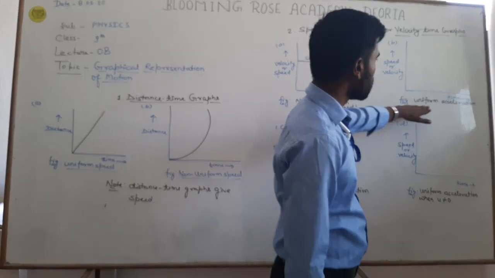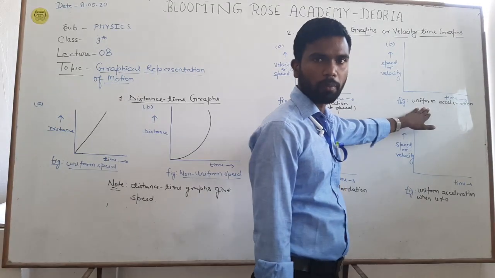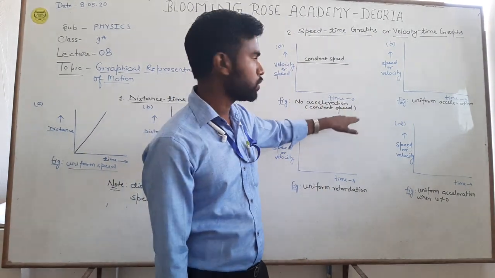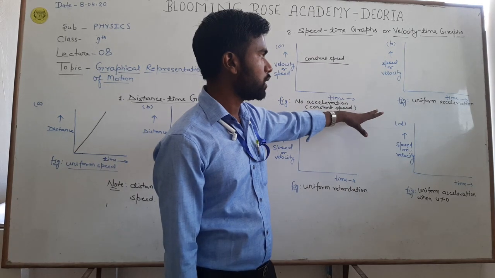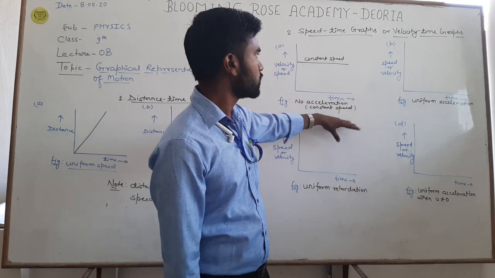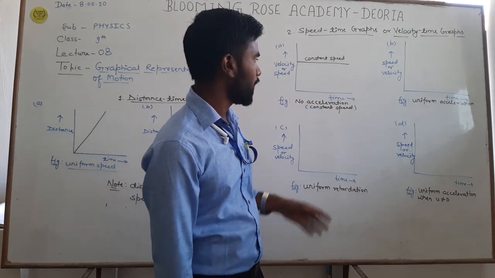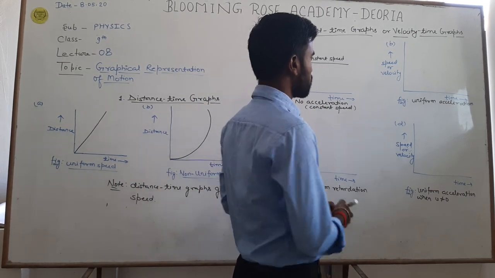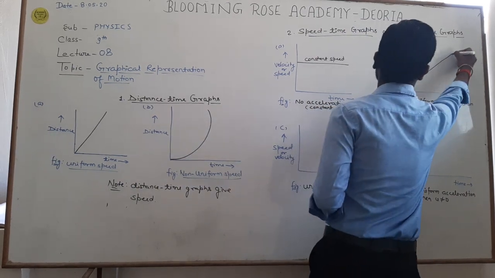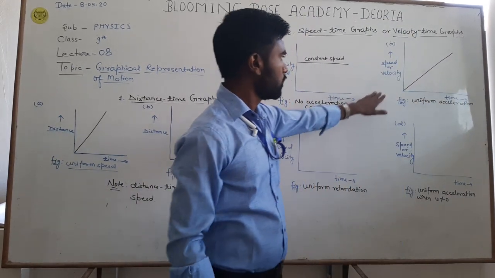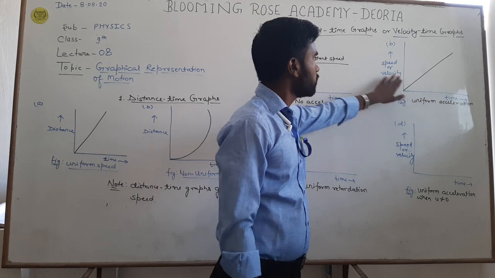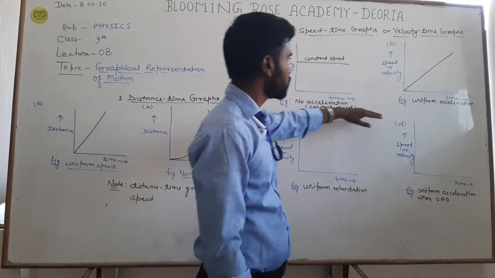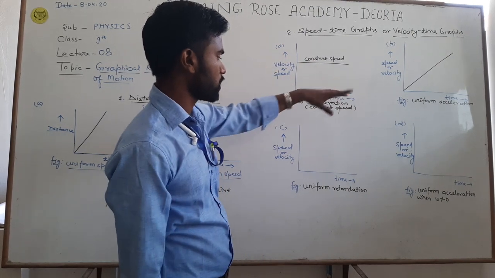The next graph is of uniform acceleration. What is uniform acceleration? The rate of change of velocity in equal intervals of time is called uniform acceleration, as we have discussed earlier. So the graph of uniform acceleration will be like that. At equal intervals of time, an equal value of velocity is changing, so we have drawn the uniform acceleration graph.